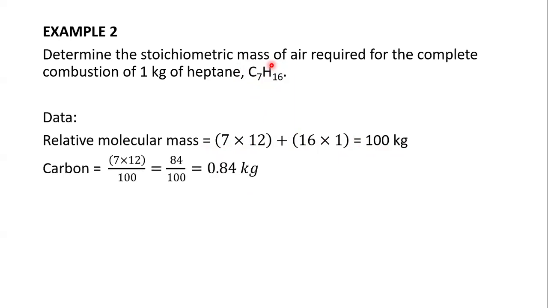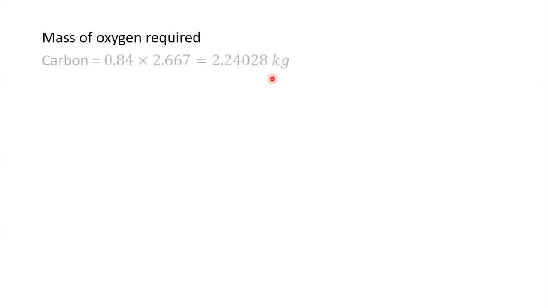So for carbon, we're saying 7 times 12 over the total. This is for carbon. So 84 over 100, meaning that in this fuel, I have 0.84 kg of carbon. Let's do the same for hydrogen. Hydrogen, I have 16 by 1 divided by the total, meaning I have 16 over 100, which is 0.16 kg of same hydrogen. This is just like our data. Now let's get to the solution then.